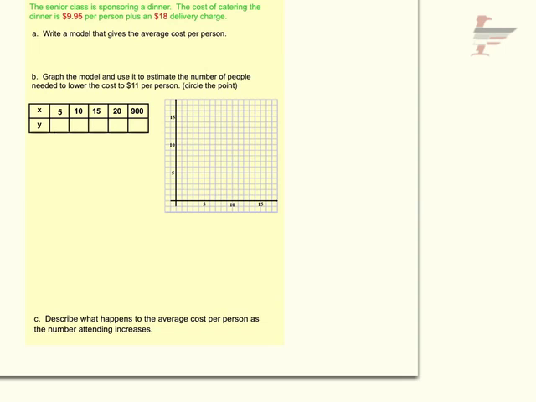Alright, so we want to write an equation that will represent this average, and we know that when you average something, you're going to divide by how many things you have. In this case, it's people. So I'm going to define x off to the side here. x would be the number of people.